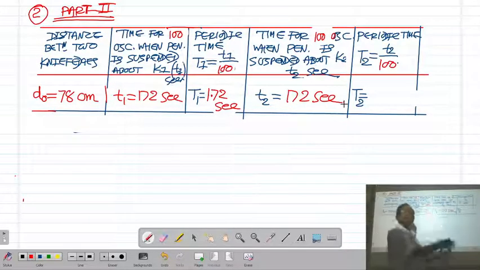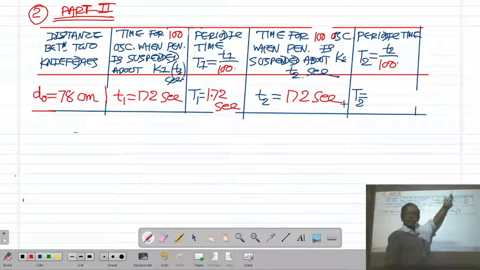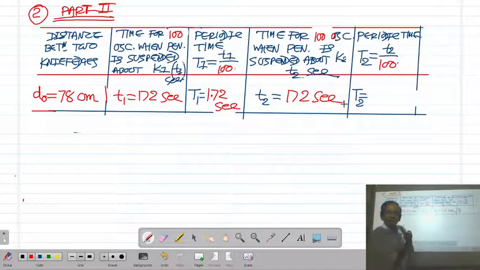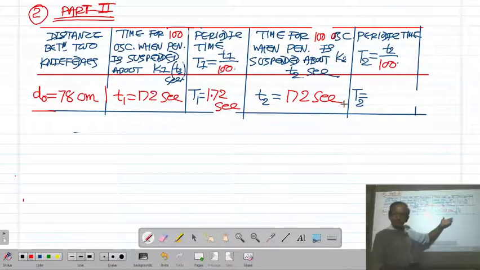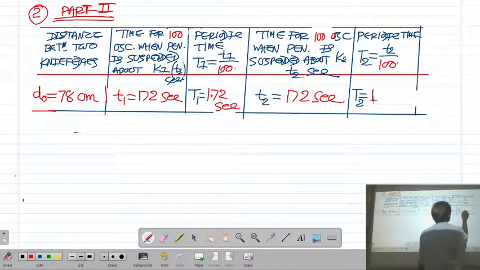So invert the pendulum, suspend it about knife edge K2 near to the metallic bar. Again set the pendulum into oscillation. Measure the time for 100 oscillations. Suppose it is 172 seconds. If 172 seconds is the time for 100 oscillations, the periodic time will be 172 upon 100, that comes to 1.72 seconds.